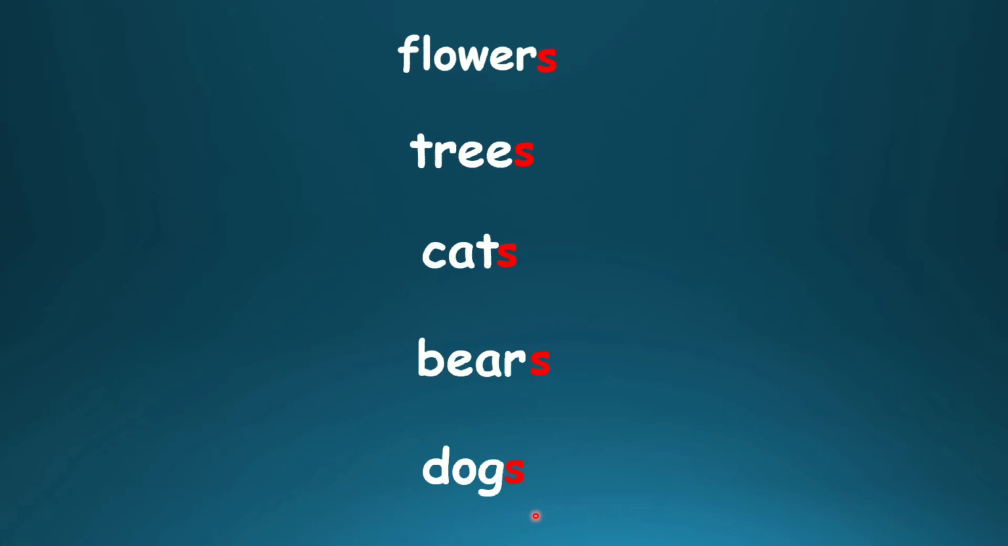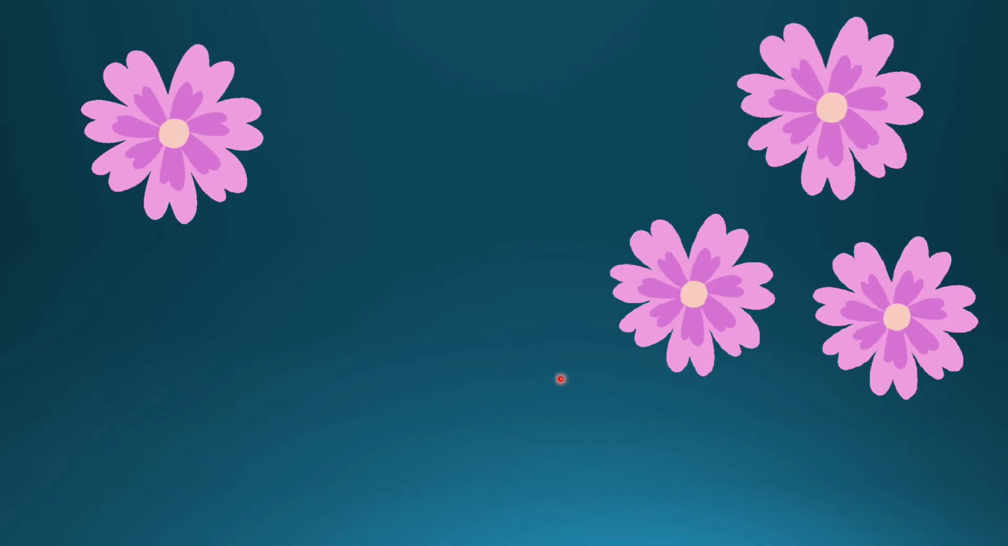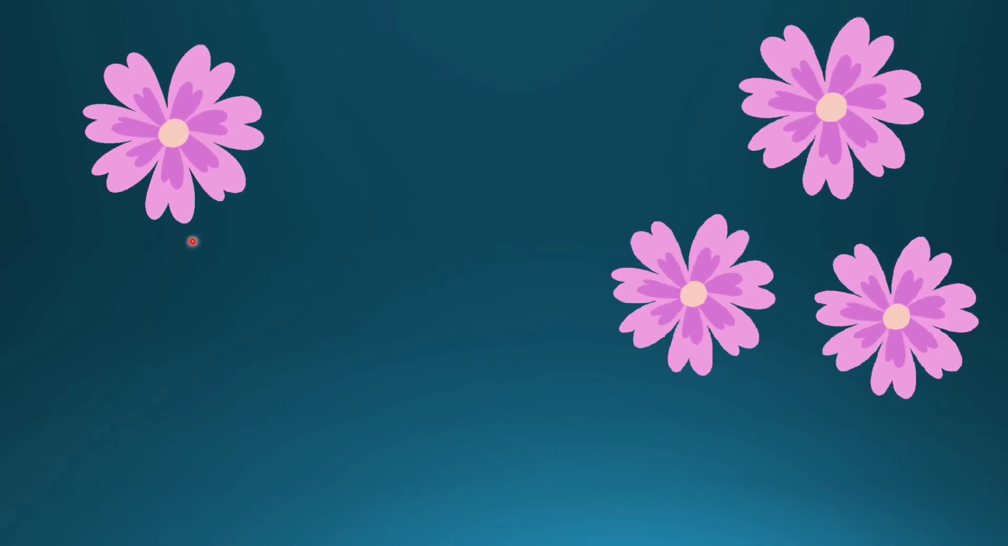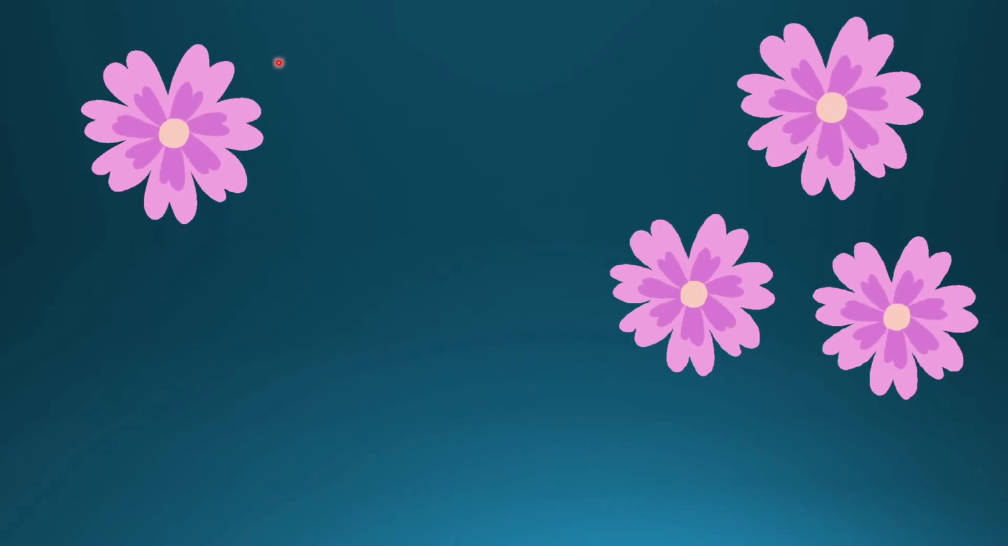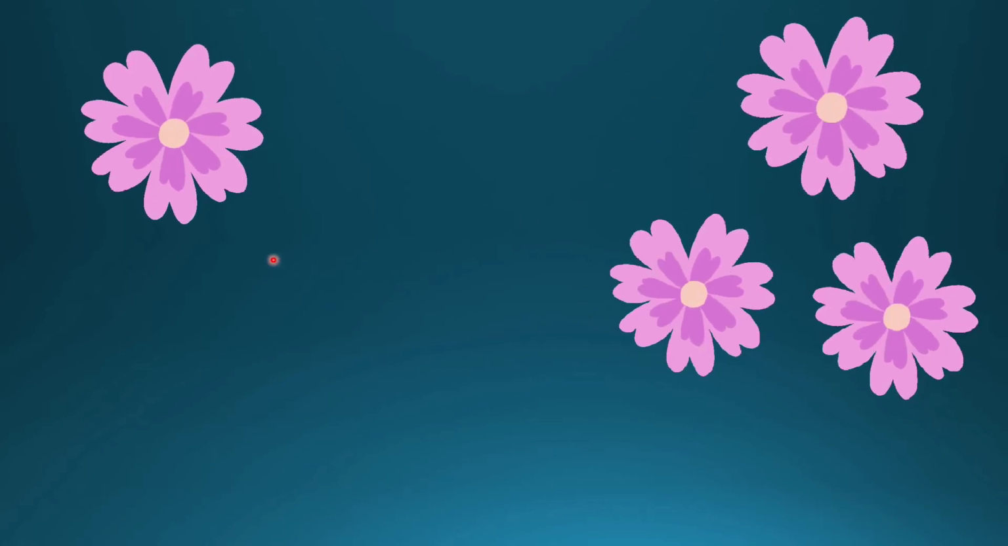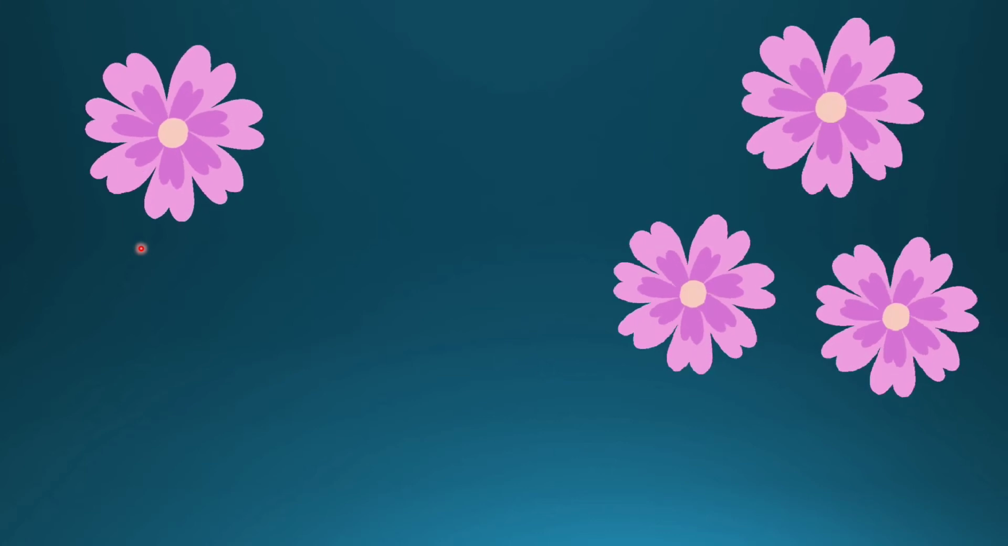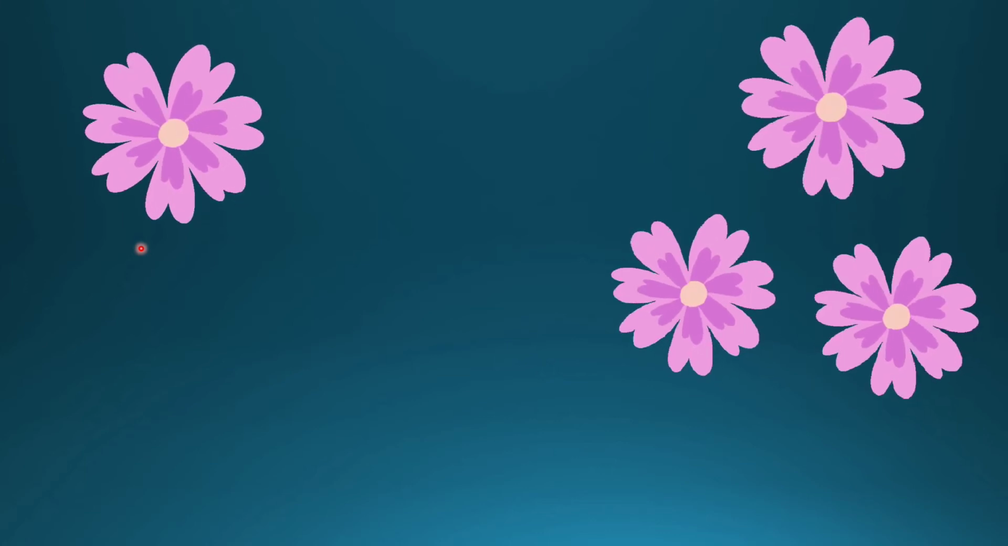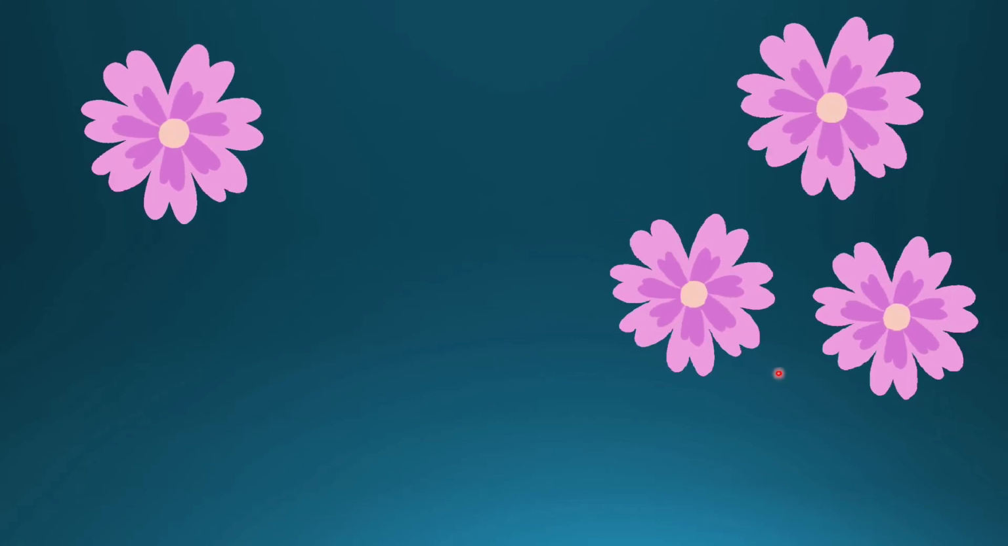So what have we just done? We have added the letter S at the end of each word to change it from being singular to plural. So let's have our simple demonstration right here. When you look at this, what is this? This is a flower, correct? This is one of something, okay? And when we look here, these are more than one, okay?